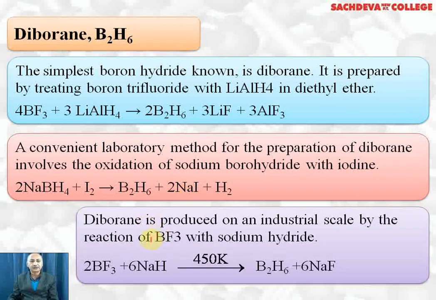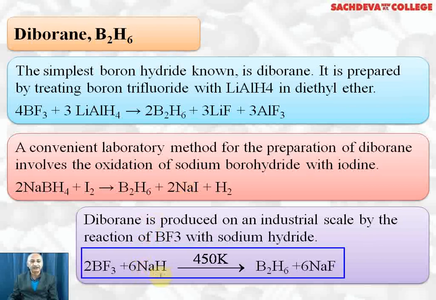Diborane is also produced on industrial scale by the reaction of BF3 with sodium hydride. Here sodium hydride is acting as a reducing agent. The reaction takes place around 450 Kelvin. Diborane B2H6 is formed plus sodium fluoride is formed.